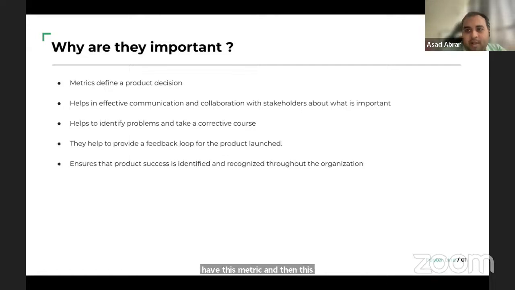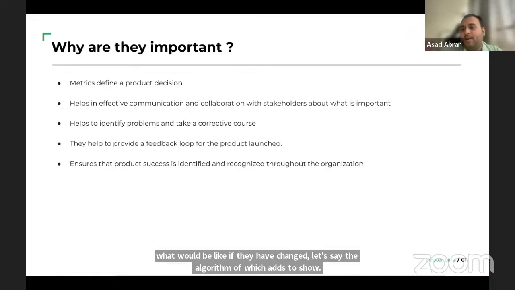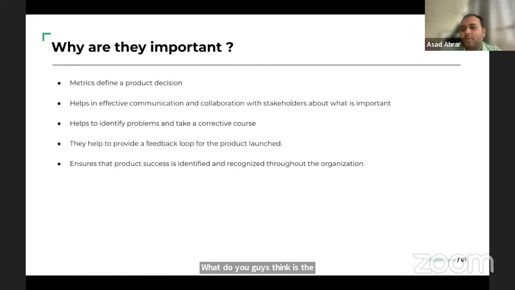I'll give you an example. There's a very common metric. Let's say there is Amazon, and they are running their own ads on their platform. Now, if they have changed the algorithm of which ads to show, what do you guys think is the metric that is going to give you the best feedback for this type of change? Any guesses on the chat?